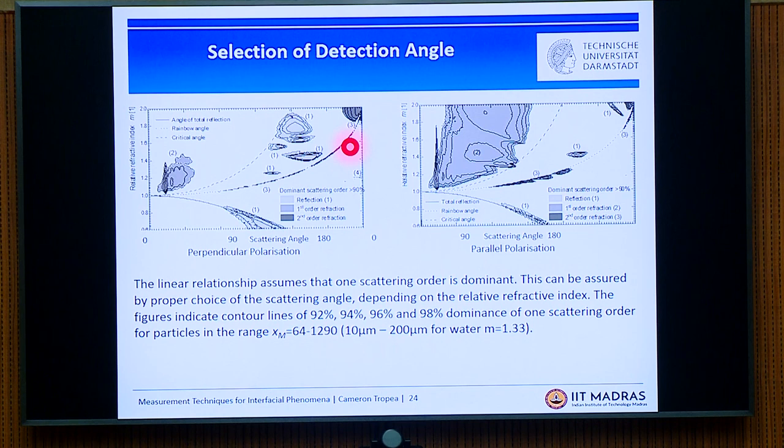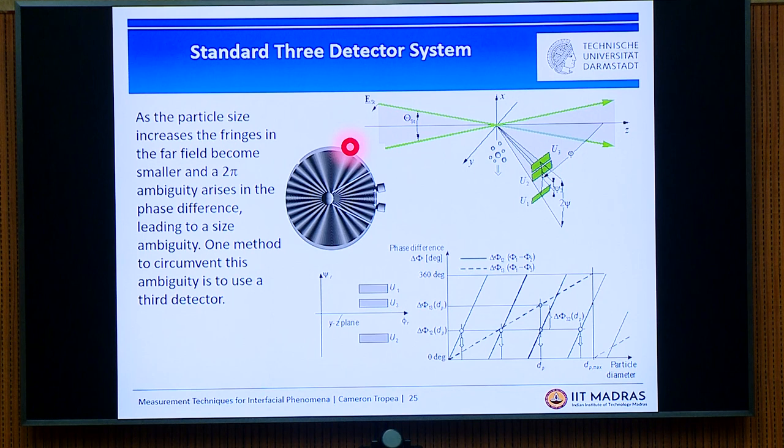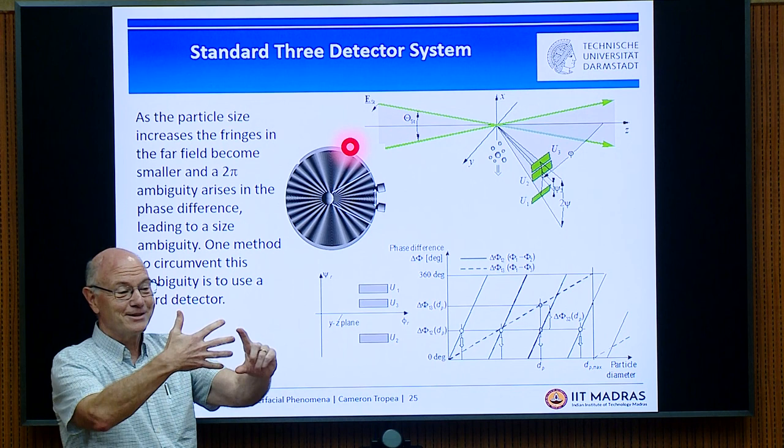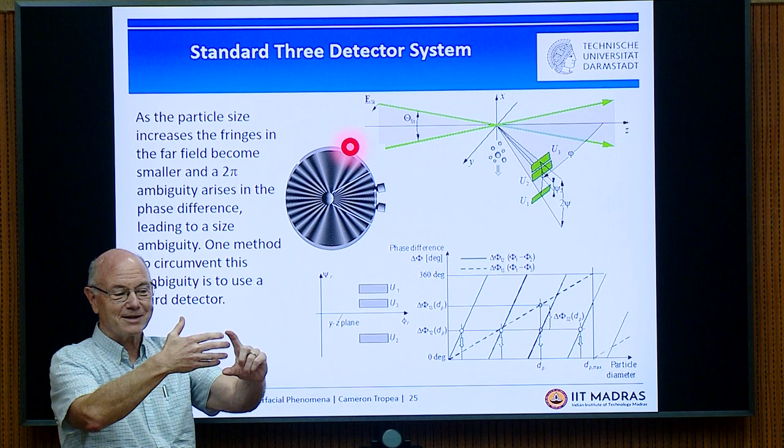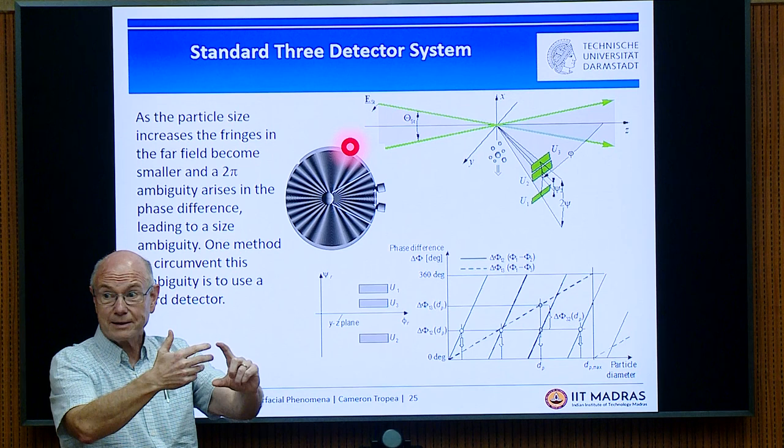So now the problem, of course, arises, and this is what Rowett attempted to tell some of the groups yesterday very successfully. If you've got these two detectors, and here are the fringes, what happens when the particle is getting larger and larger is the fringes are coming closer and closer together, and then you don't know how many fringes are in there. You get a 2 pi ambiguity. You don't know, and so you have to solve that somehow.